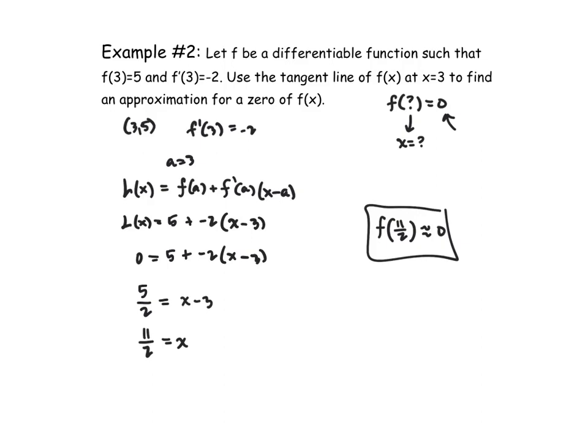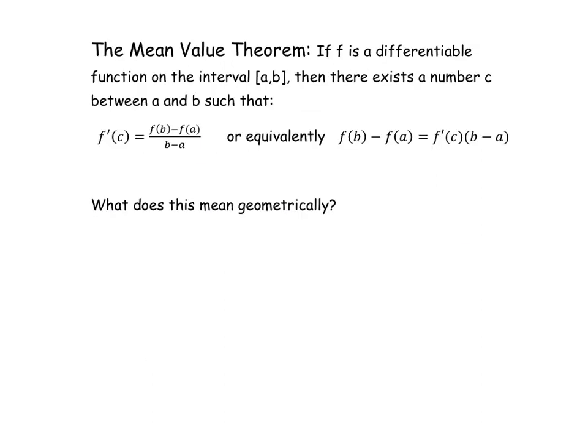Let's move on to the last topic for today, which is the mean value theorem. All right, so the mean value theorem. If f is a differentiable function on a closed interval a to b, then there exists a number c between a and b such that the derivative at c, or the slope of the function at c, should equal f of b minus f of a over b minus a.